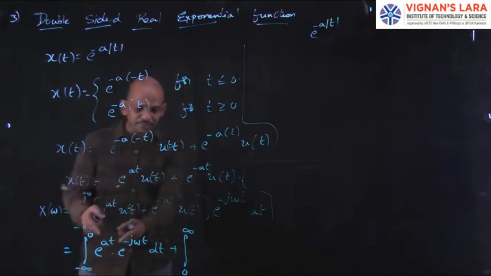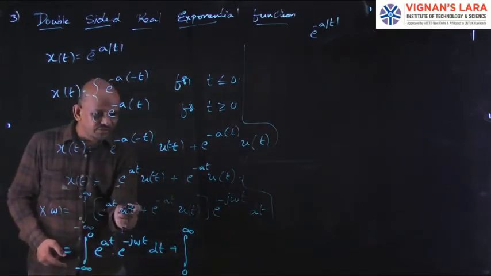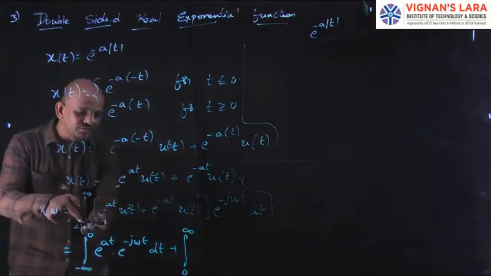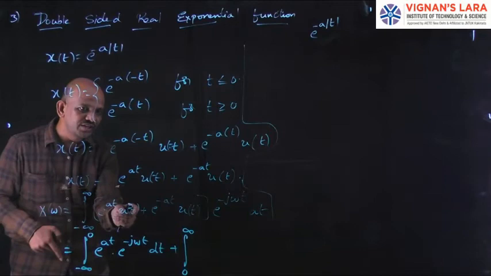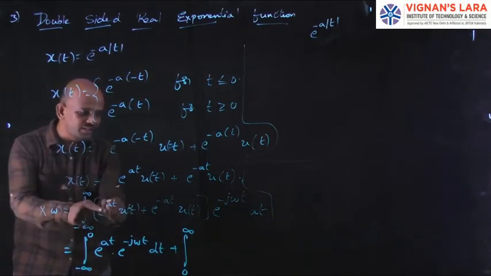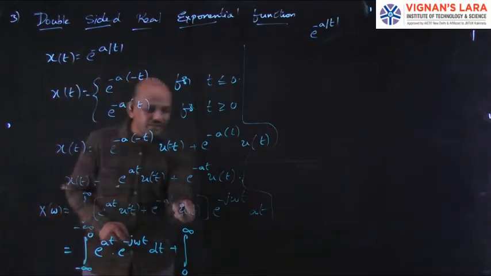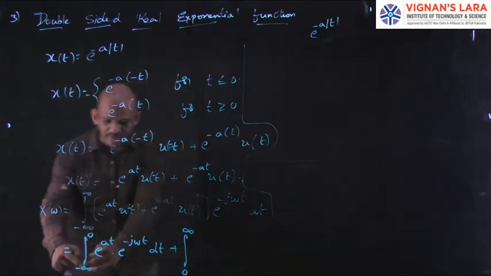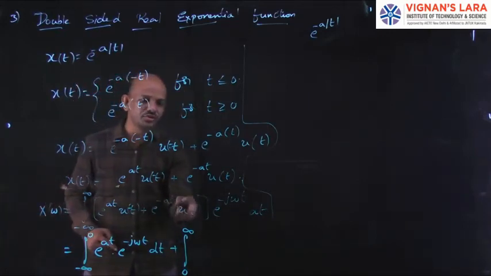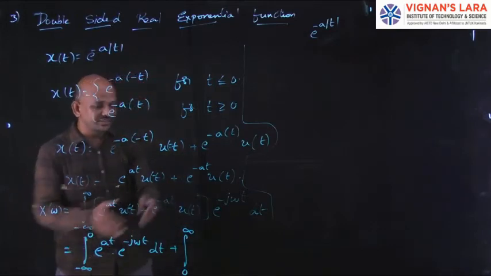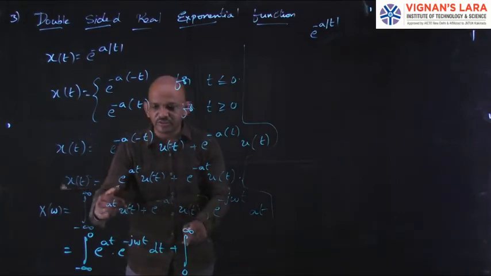In the same way, in the previous case, while I was considering u of minus t, I had taken minus into 0. So minus into 0, this value is 1 into this one, e power at into this one, e power at into e power minus j omega t. In that case, the value of u of t is minus into 0, this is 0 into anything is 0, so there is no need to write this one in the first case. So in the second case, I will write only this one.